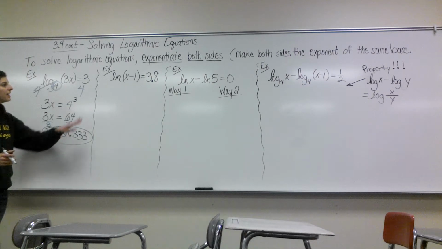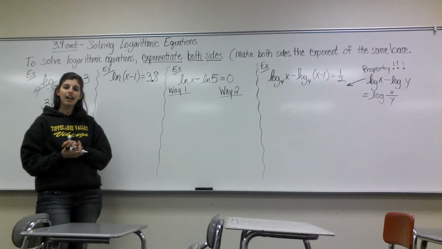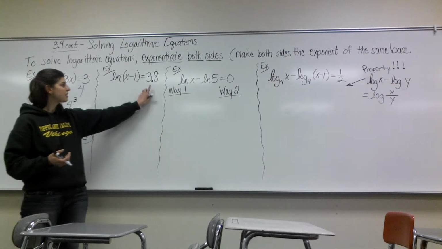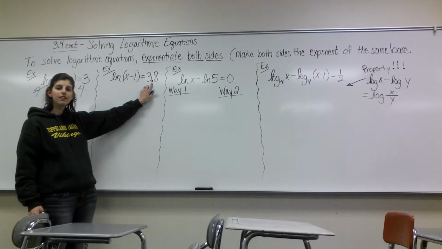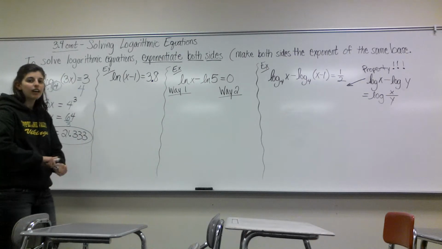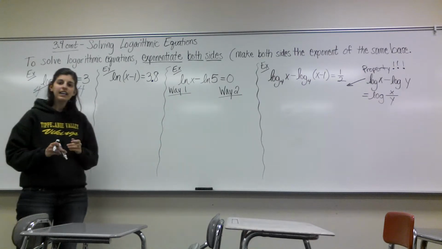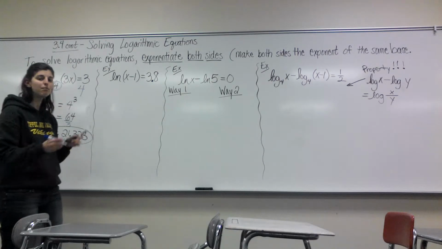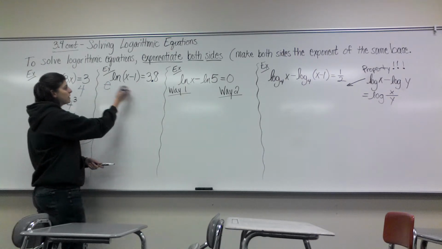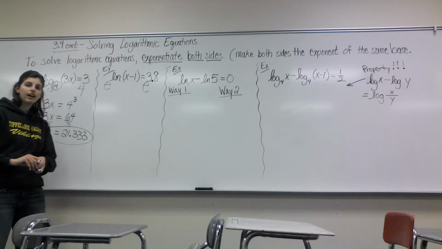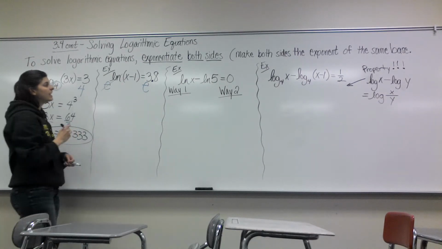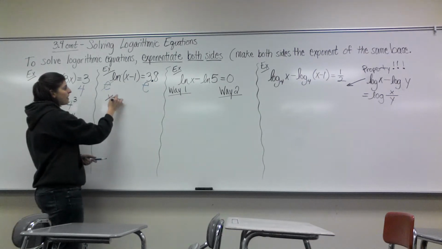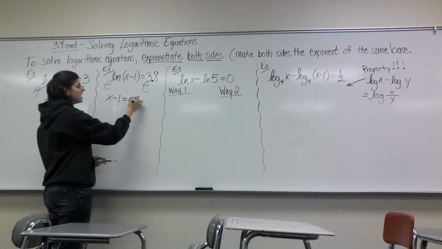All right. The next example is natural log of the quantity x minus 1 equals 3.8. I tried to make that decimal point really prevalent so that you can see it on the video. Okay. Natural log is log base e. So we're going to take both sides and make them the exponent of e. All right. Natural log and e undo each other. They're inverse functions. They cancel out. So this leaves you with x minus 1 equals e to the 3.8.